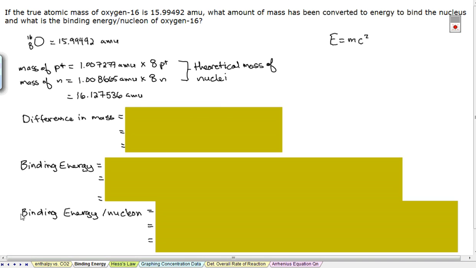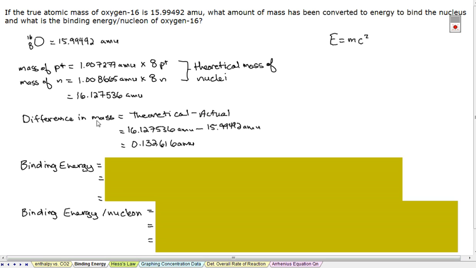So when we put those together, we get 16.127536 atomic mass units. Obviously, a difference between those two numbers. So a small amount of matter has been converted to energy, and that would be the binding energy. So let's figure out what that difference in mass looks like. We take our theoretical, which is a larger number, subtract the actual, and as you can see, we get a number, 0.13261 atomic mass units. So this will tell us the binding energy of the entire oxygen nucleus. Or we can use this to figure that out.